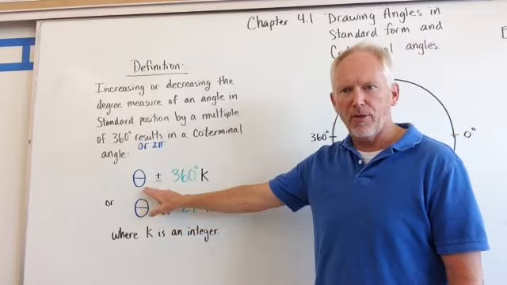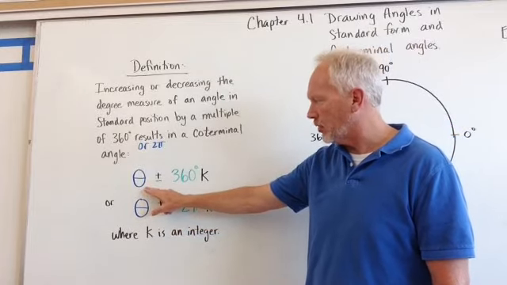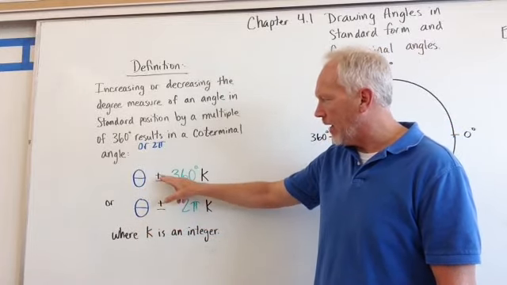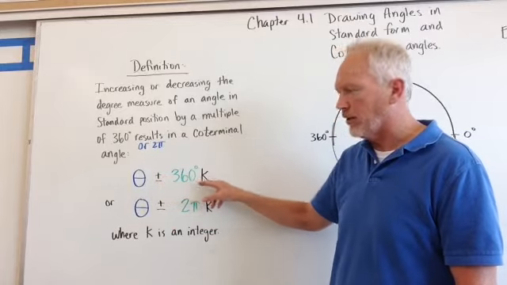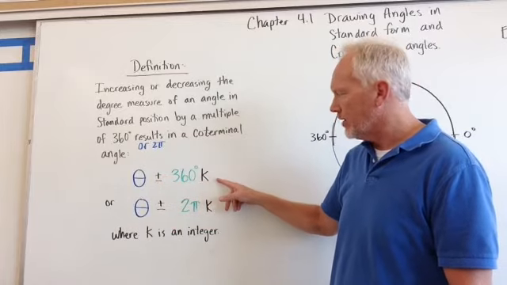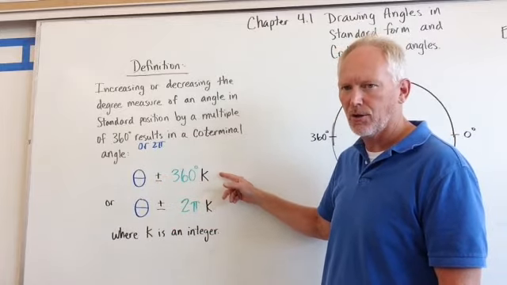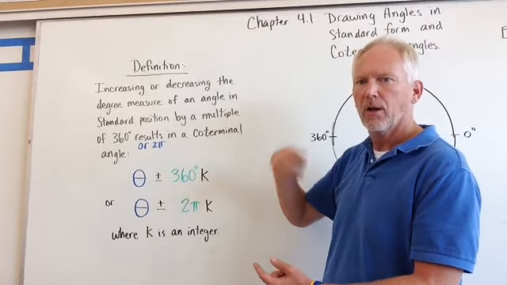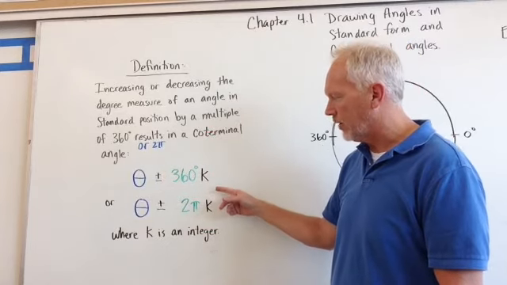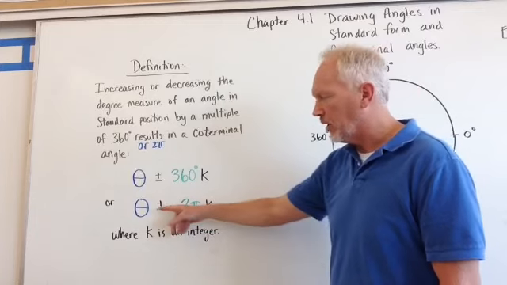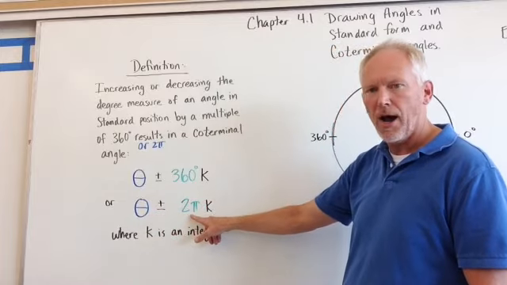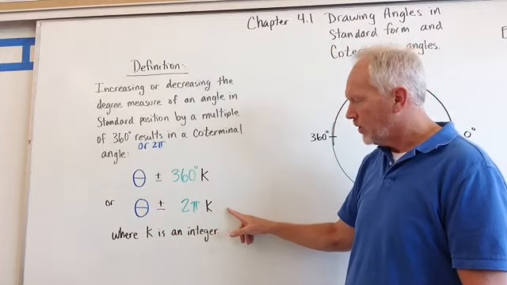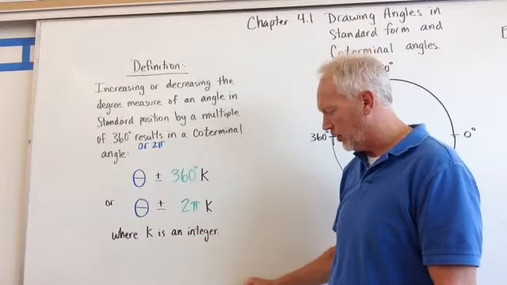So we have a theta, we have some angle measure, and that is either adding or subtracting 360 degrees times k, which is an integer. So if we put 0 in, we just get the angle. If we put 1 in, we loop around again 360 degrees. Or we can use theta and 2 pi and k. So k, again, is an integer.